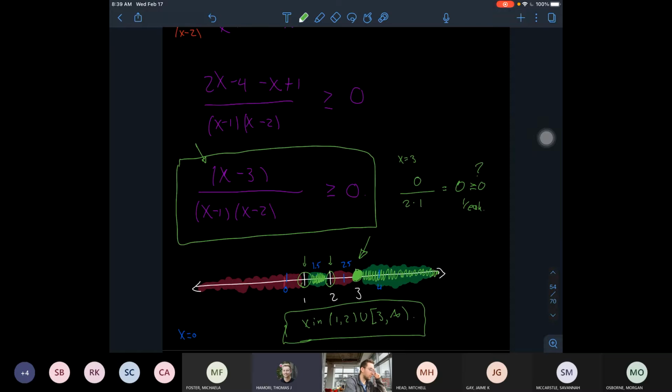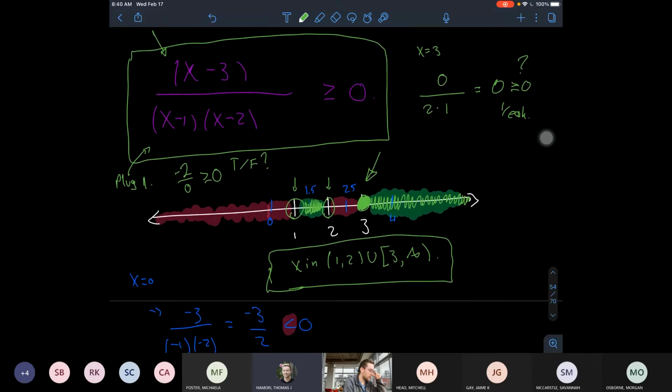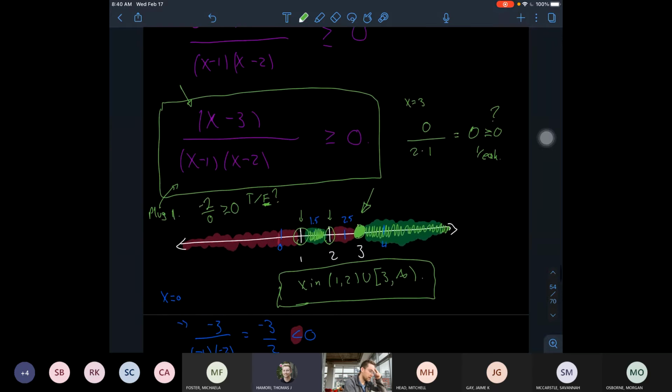And the reason we should have an open dot on the values 1 and 2 here is because if I were to plug 1 into this expression, I would get -2 divided by 0 is greater than or equal to 0. And we're trying to evaluate whether this is true or false. Basically, the left-hand side is nonsensical. You can't even really explain what the left-hand side is. It's not defined. So the question of whether it's larger than or equal to 0 is moot, as it were. So that's why we have open circles on anything which is going to cause the denominator to be 0.